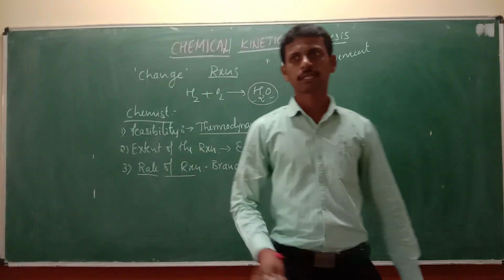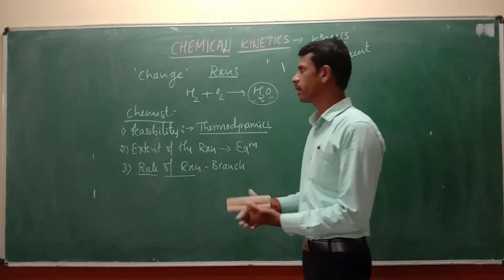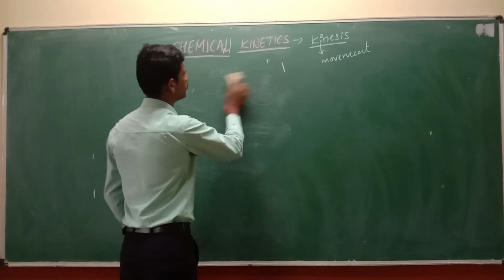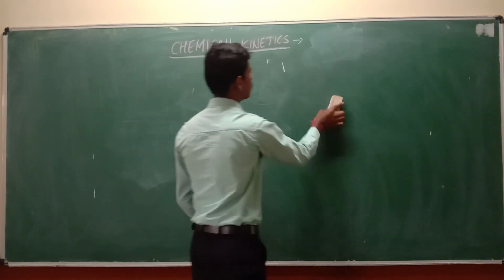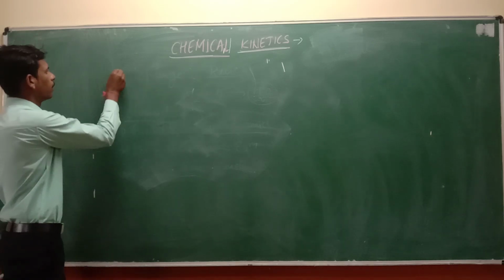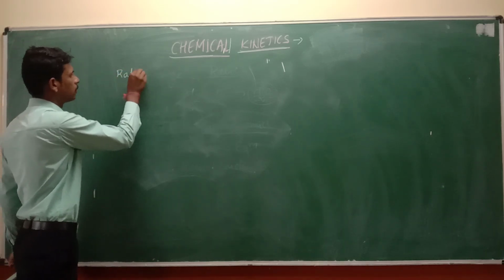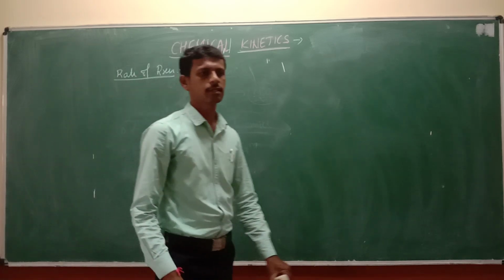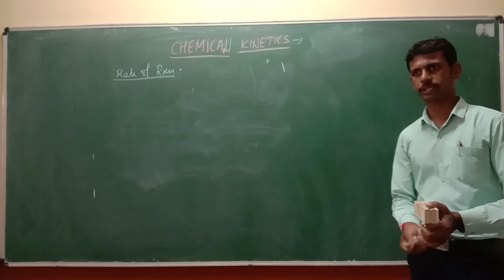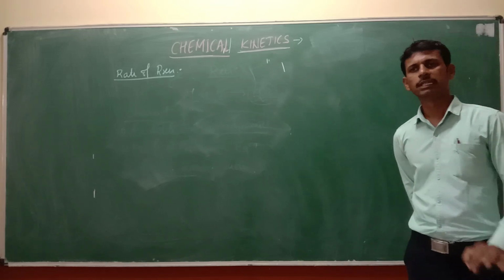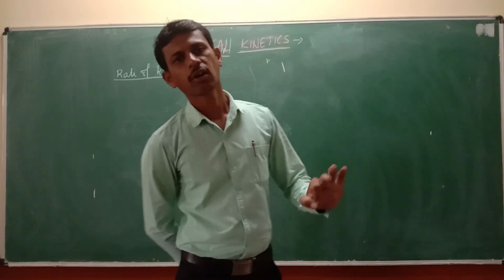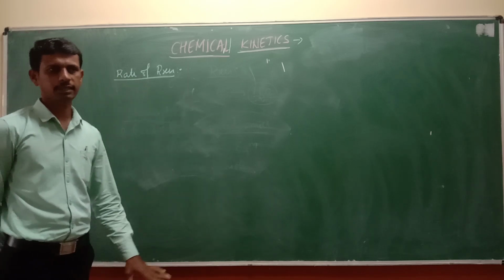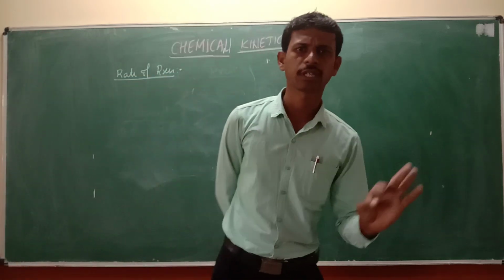Okay, in this chapter we are discussing some points. The first point is the definition of rate of reaction. The second point is the factors influencing the rate of reaction. There are some factors, such as concentration and temperature.